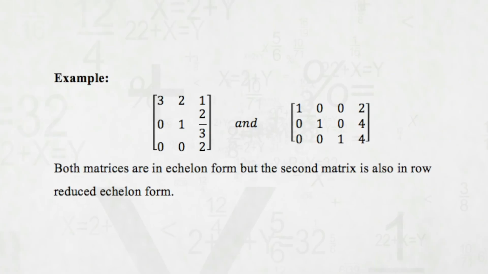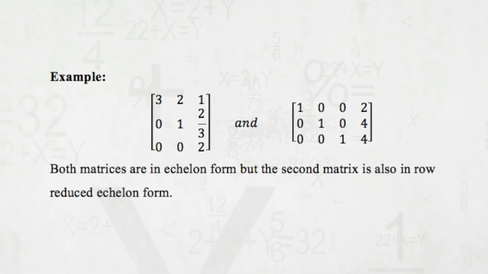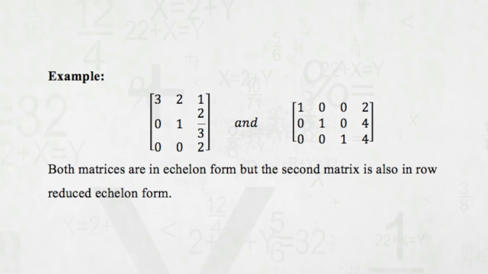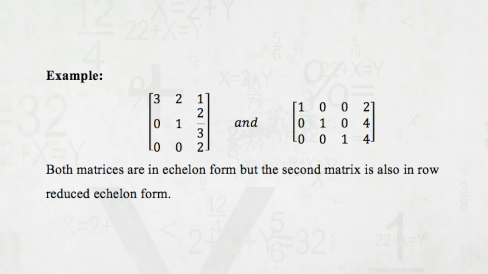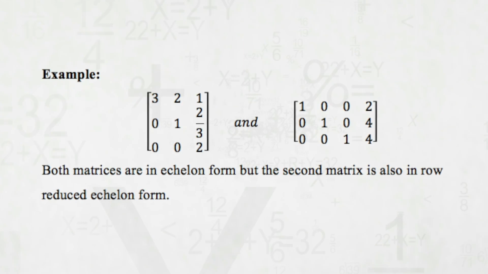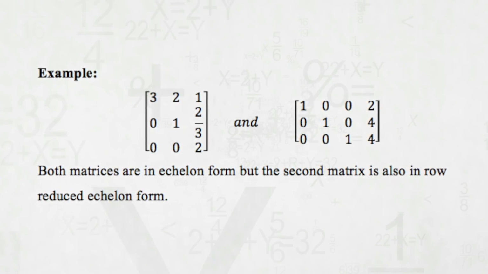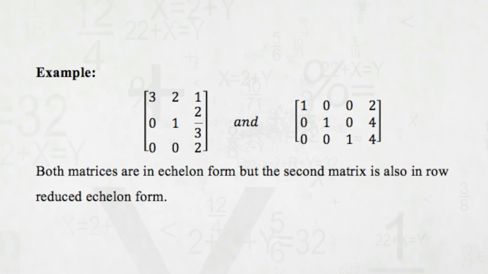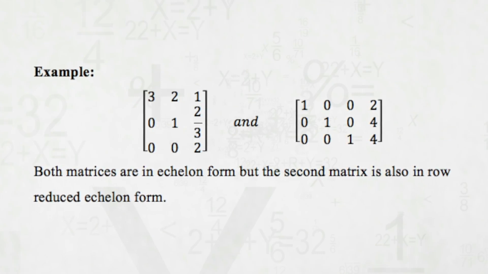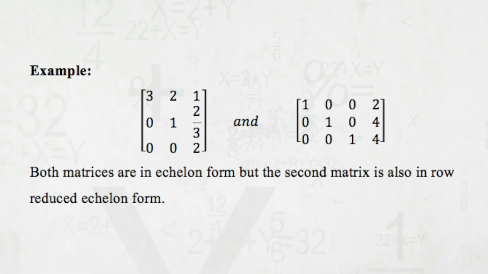We shall see some examples now. Consider the first matrix. The first row is 3, 2, 1, the second row is 0, 1, 2/3, and the third row has 0, 0, 2. So, this is in echelon form. We have other matrices: 1, 0, 0, 2; 0, 1, 0, 4; 0, 0, 1, 4. These are also in echelon form, but the second one is in row reduced echelon form.